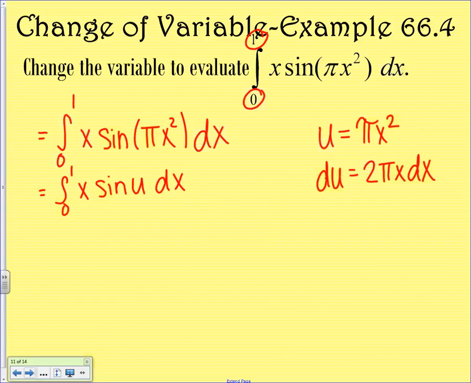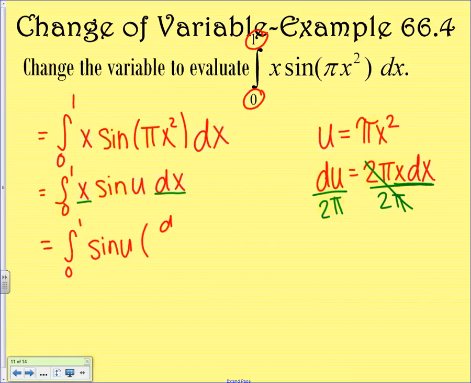And now if you look here, we still have an x and a dx. Well, we've got an x and a dx here, so we just need to divide by 2 pi to get it to where we can substitute it in. So now we're going to have 0 to 1, the sine of u, and then our x dx is going to become du over 2 pi.